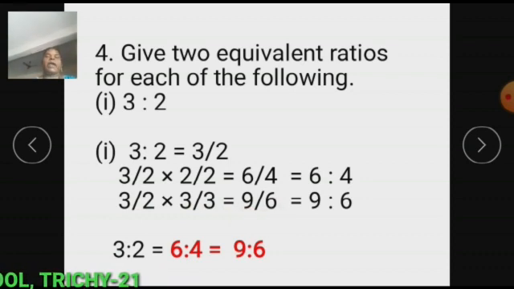Now we write the fraction form in ratio form. 6 by 4 equal to 6:4. 9 by 6 equal to 9:6. Here 6:4 and 9:6 are the equivalent ratios of 3:2.